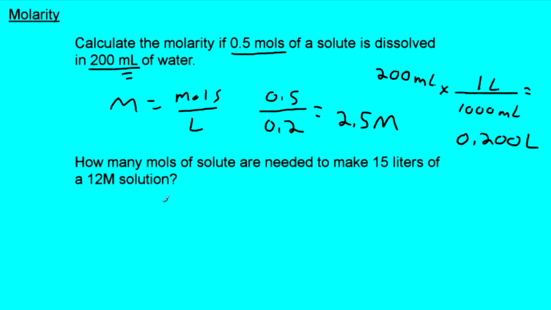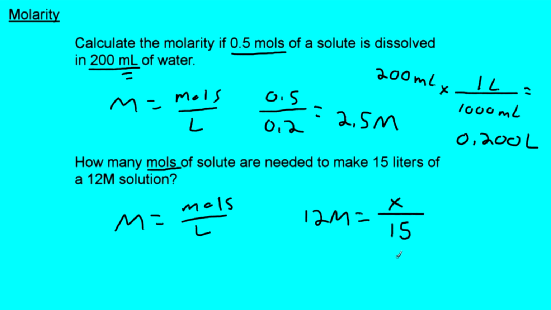All right, let's try this one. How many moles, this time we're looking for moles of solute, to make 15 liters of a 12 M solution? So let's write our formula. Moles per liter. Let's plug in what we're given. So it says it's a 12 big M solution. So I want to put that over here. Equals how many moles? That's our X up there, in 15 liters. Okay, now we just have to do a little bit of algebra and solve for X.